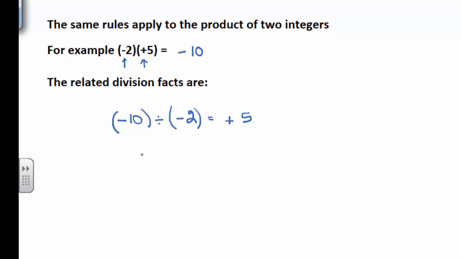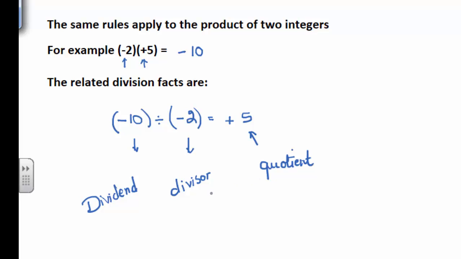Excellent. And actually, we call the first term here the dividend. Divide by, we call it here the divisor. And the answer, we don't say answer, we say quotient. So dividend divided by divisor is going to give me the quotient. So this is the first related division fact. I took the quotient, I divided by the first term, and I got the second term.